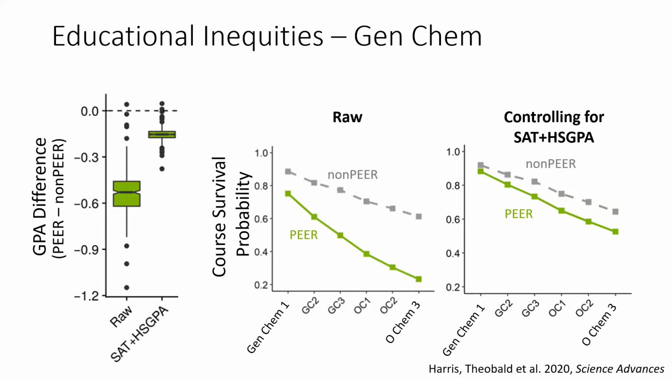And this pattern is the same whether we're controlling for high school GPA and SAT score or not. So these kinds of educational inequities that we see in classrooms have huge consequences on students as they move through our majors or move through our university.